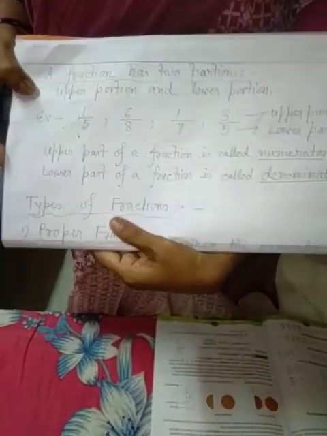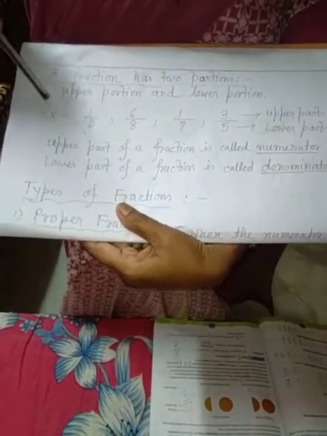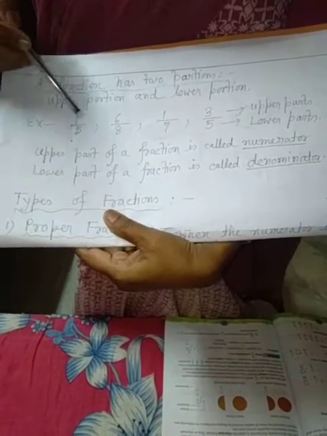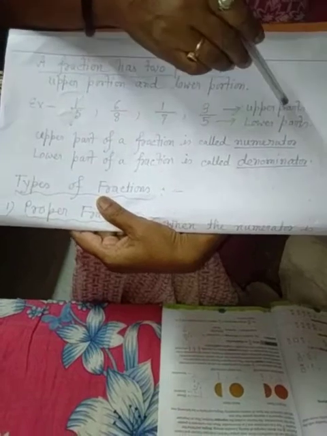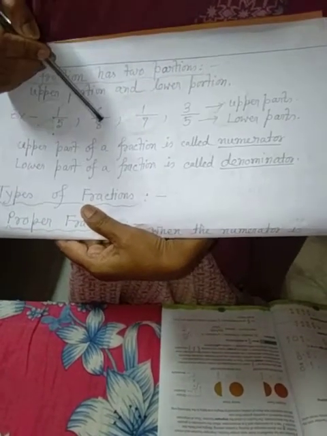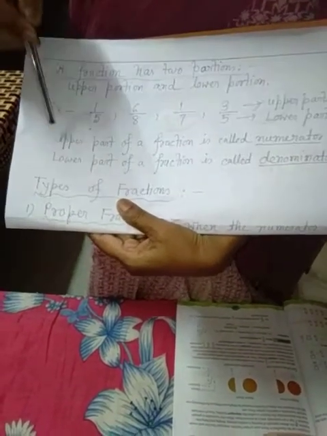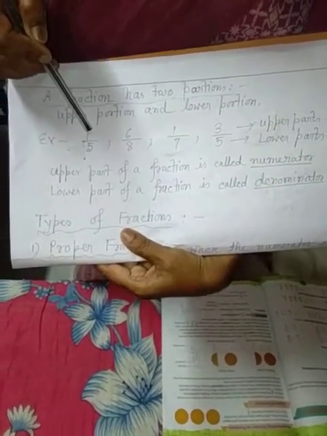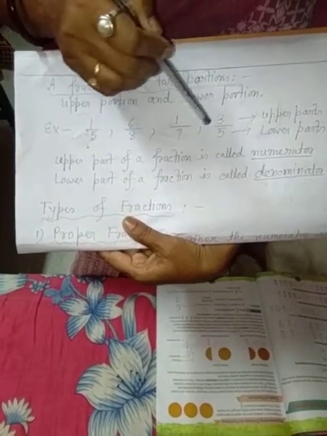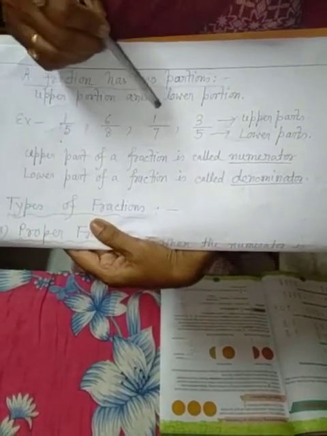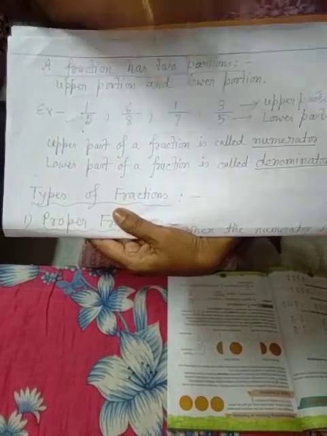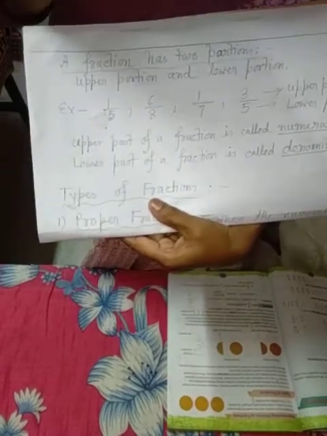A fraction has two parts, upper part and lower part. That is 1 by 5, 6 by 8, 1 by 7, 3 by 8. The numbers 1, 6, 1, 3 are the upper parts, and 5, 8, 7, 8 are the lower parts. The upper part of a fraction is called the numerator. The lower part is called the denominator. So 1, 6, 1, 3 are numerators, and 5, 8, 7, 8 are denominators. Upper part is called numerator, lower part is called denominator.